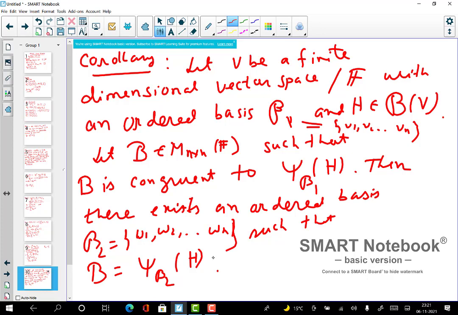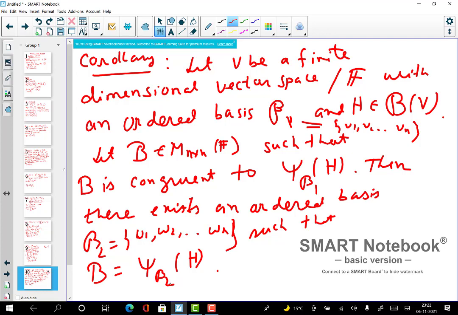So what is given here? Here you have one basis, one bilinear form and one matrix, three things given with the property that if you take the basis beta 1 and find the matrix representation of H with respect to beta 1, the other matrix, which is B, is congruent to this matrix. Now our claim is that in this case B is also a matrix of the same bilinear form with respect to some other basis. So B will be the matrix of H with respect to the basis beta 2.